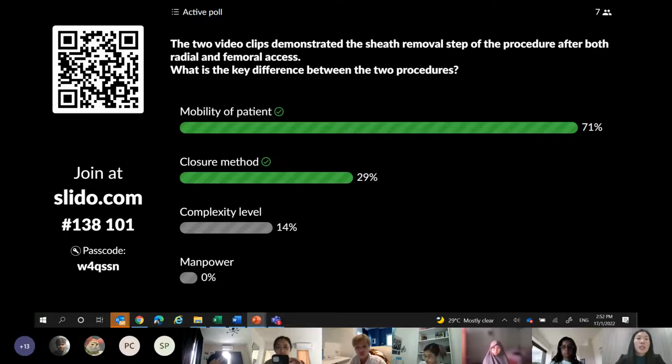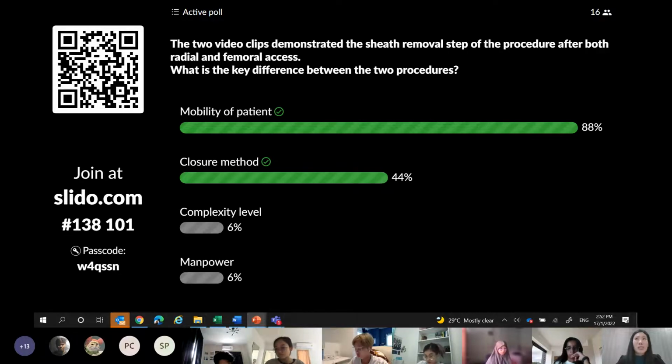So we see a lot of us observing that patient mobility is very different for these two procedures. Pay attention to me. Basically, as I mentioned, for femoral access, when the doctor accesses the heart through your groin, through the femoral artery, the patient cannot move very much right after the procedure, as compared to your arm.